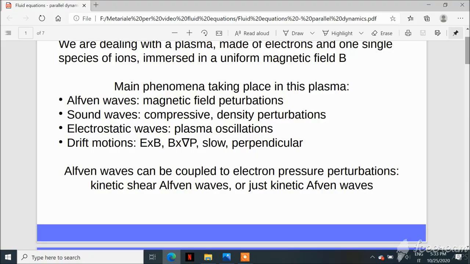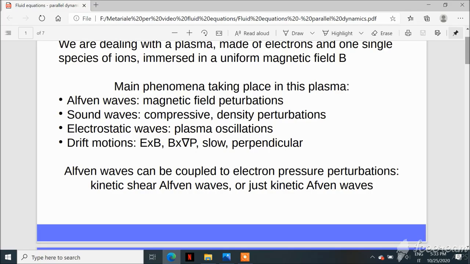Then we have sound waves, which are compressive waves. They are basically periodic compressions and expansions of the density, so they are density perturbations. And then we have electrostatic waves, which are basically plasma oscillations. They are peculiar oscillations which are typical of plasmas.